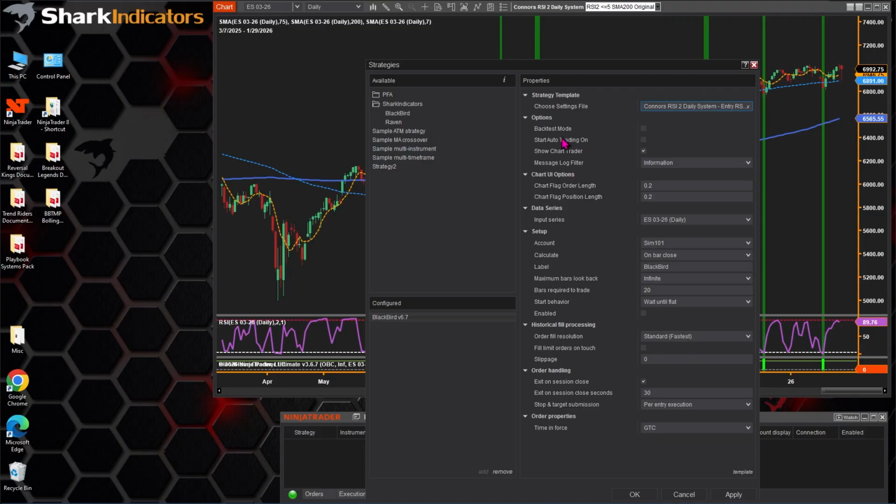Load that in, and if you want to backtest it on the chart, remember to enable the backtest mode. If you're backtesting using the strategy analyzer, there's no need to do that. Also for the chart, remember you do need to enable this, and since this is on a daily chart, you definitely want to turn off the exit on session close. All right, let's load that up.